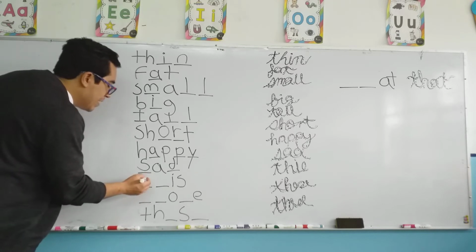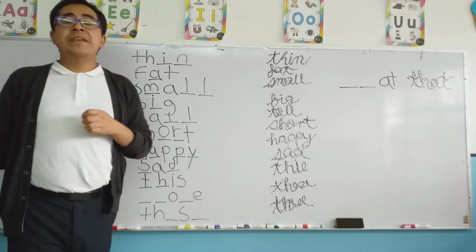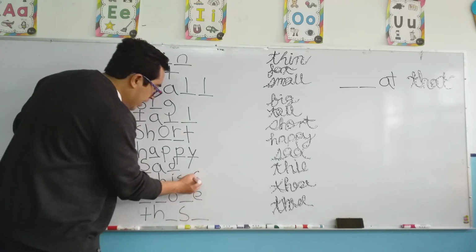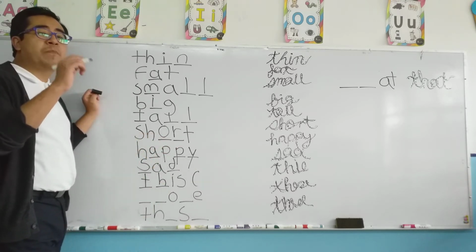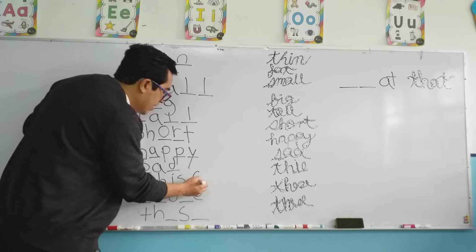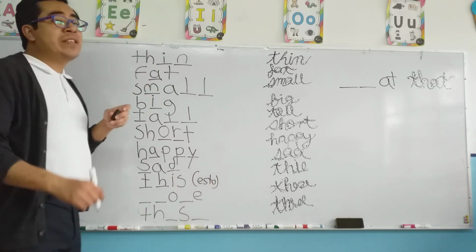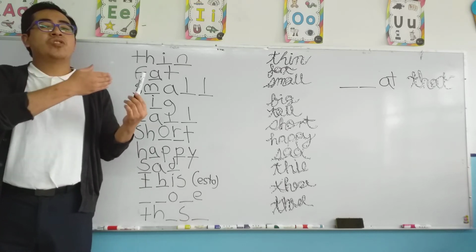And the first is this. This in Spanish, esto. Okay? Now, I'm going to open a parenthesis. If you want to copy the word, you can do it. In Spanish, esto. Okay? And it's when we are referring to an object that is close to us.